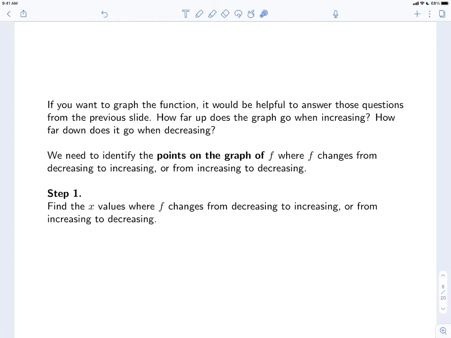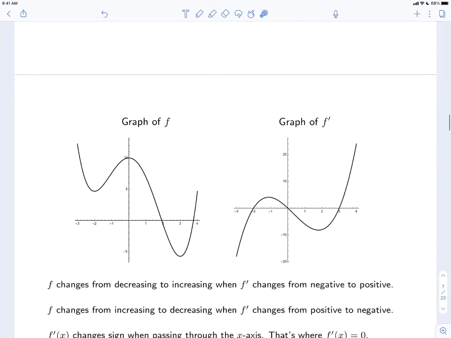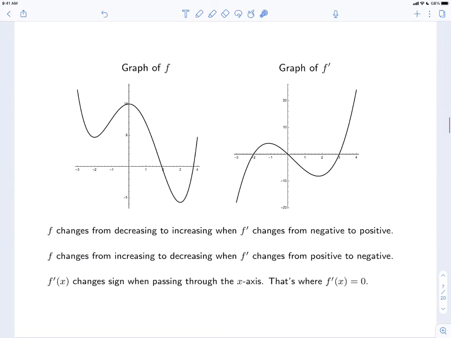So what you want to know is where it changes from increasing to decreasing, or where it changes from decreasing to increasing. These are known as transition points because the function is changing its behavior there. f changes from decreasing to increasing when f prime changes from negative to positive.